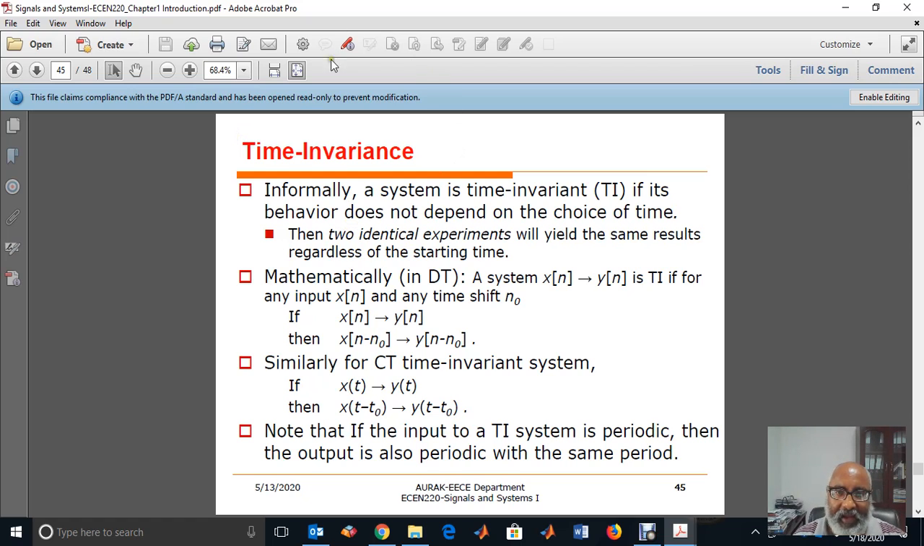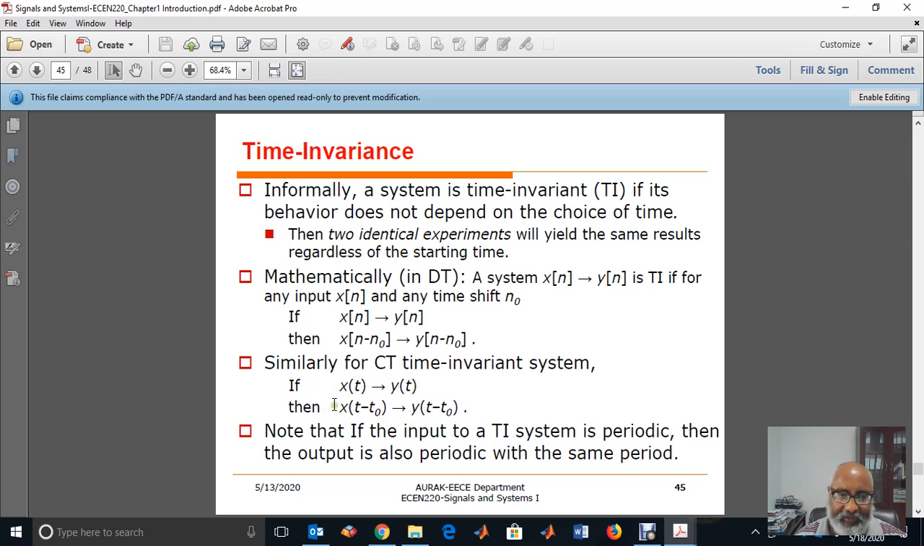A system is time invariant if its behavior does not depend on the choice of time. That means, for example, if you do an experiment, whether you do it today or tomorrow, if you have the same result, then the system is said to be time invariant. Two identical experiments will yield the same result regardless of the starting time. So how do we determine whether the system is time invariant or time variant?